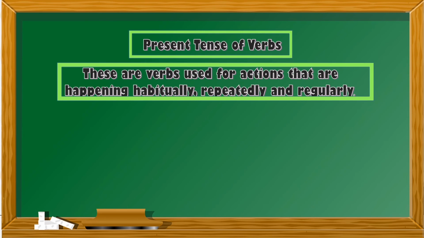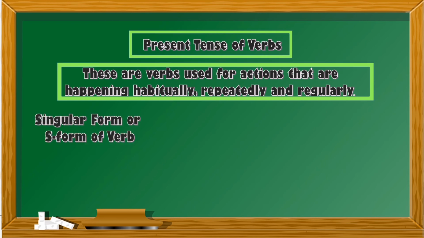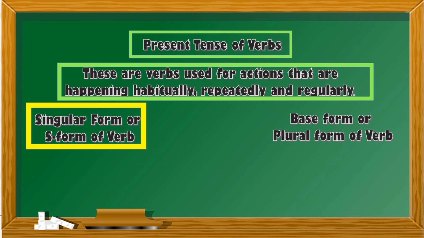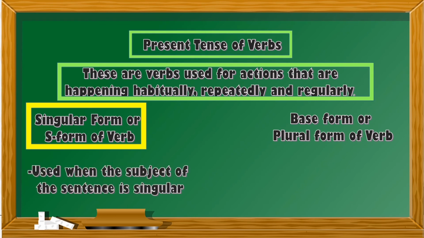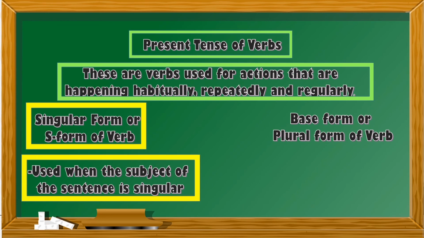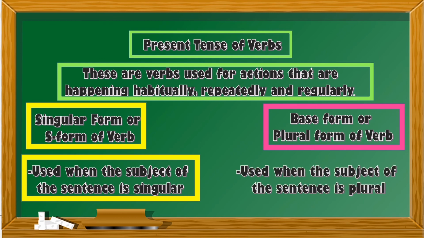What are the two forms of present tense of verbs? Splendid answer. Singular form or the S form of the verb, and base form or the plural form of the verb. When do we use the singular form or the S form of the verb? That's correct. Singular form or the S form of the verb is used when the subject of the sentence is singular. When do we use the base form or the plural form of the verb? Certainly, that is correct. Base form or the plural form of the verb is used when the subject of the sentence is plural.